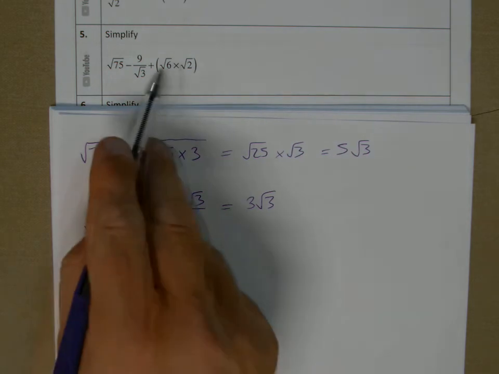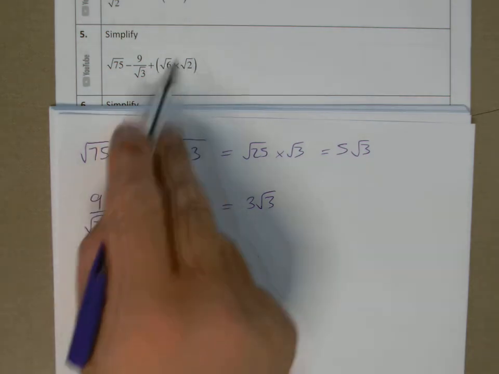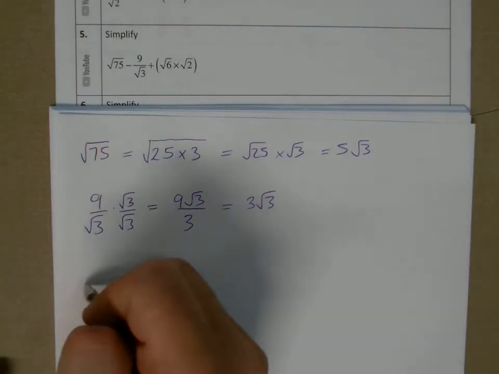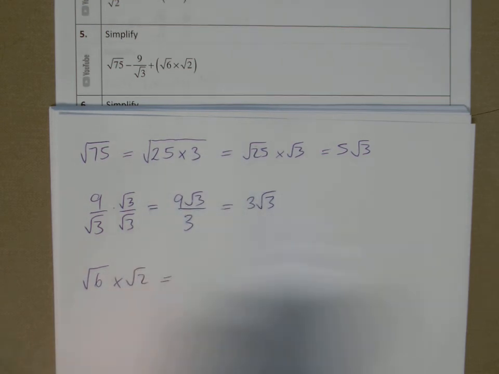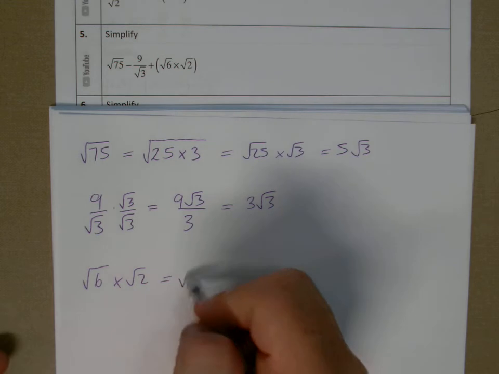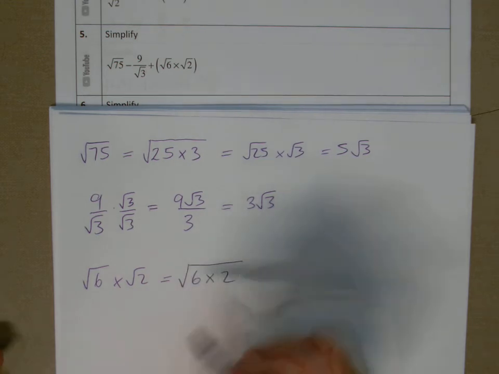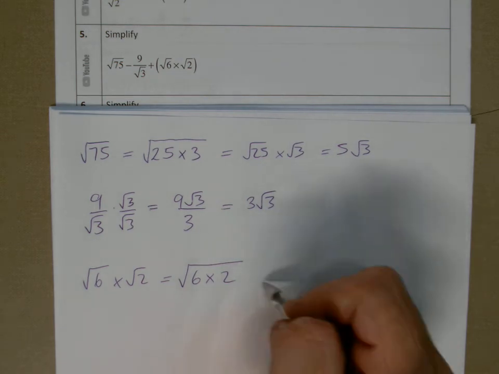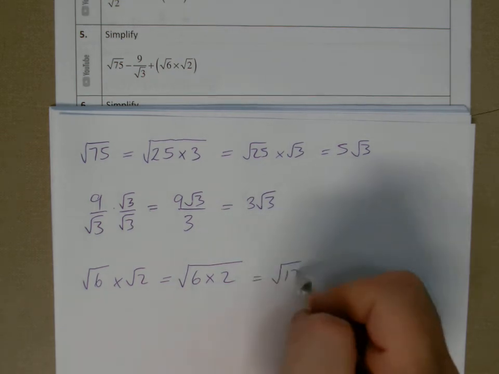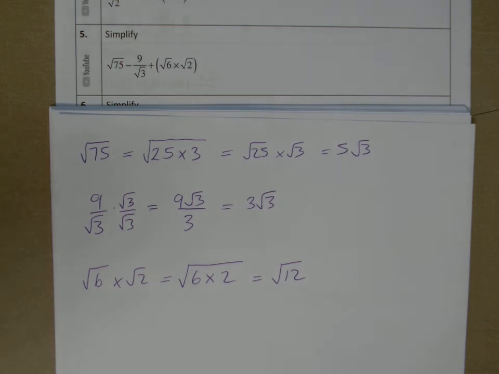Finally then you've got this. You just wonder now, how am I going to get this to root 3? Well, there's a couple of ways you could do it. When you're timesing surds together, you can put them under one square root. So 6 times 2 is 12. So you get the square root of 12, and then you can try and break 12 down.